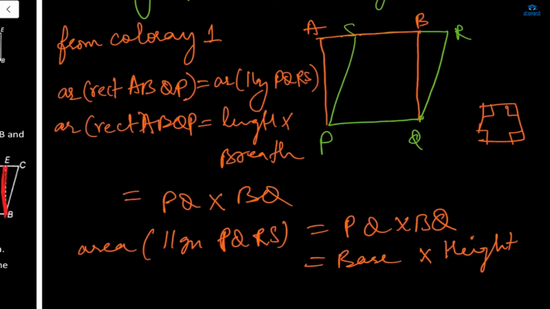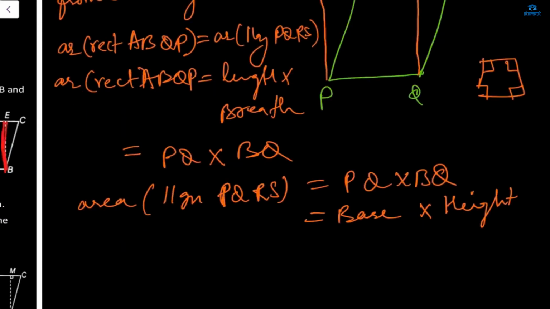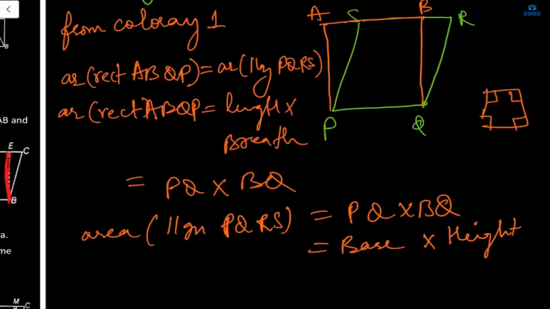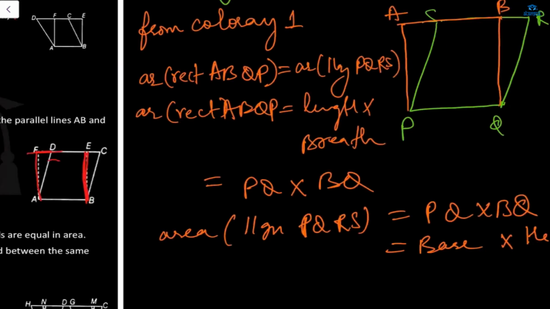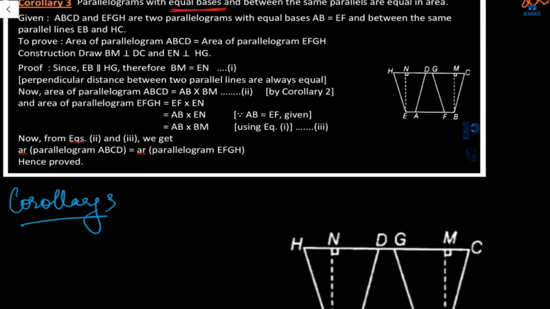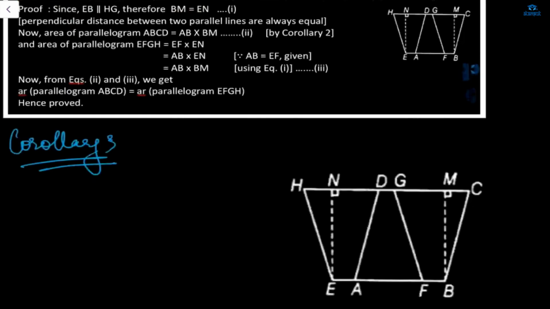So the area of the parallelogram PQRS is equal to PQ into BQ, which is base into height. Now let's move to the next one. Here you can see the two parallelograms, EFGH and ABCD, and the bases are different.